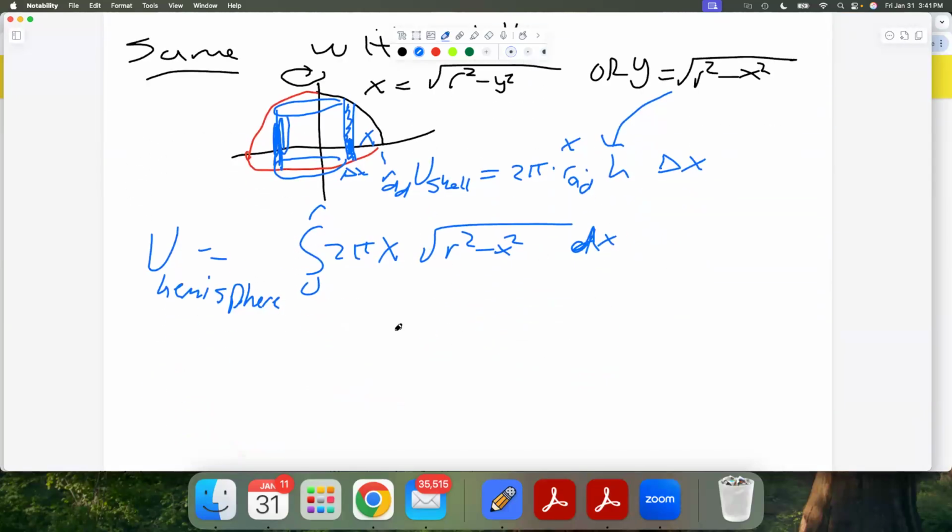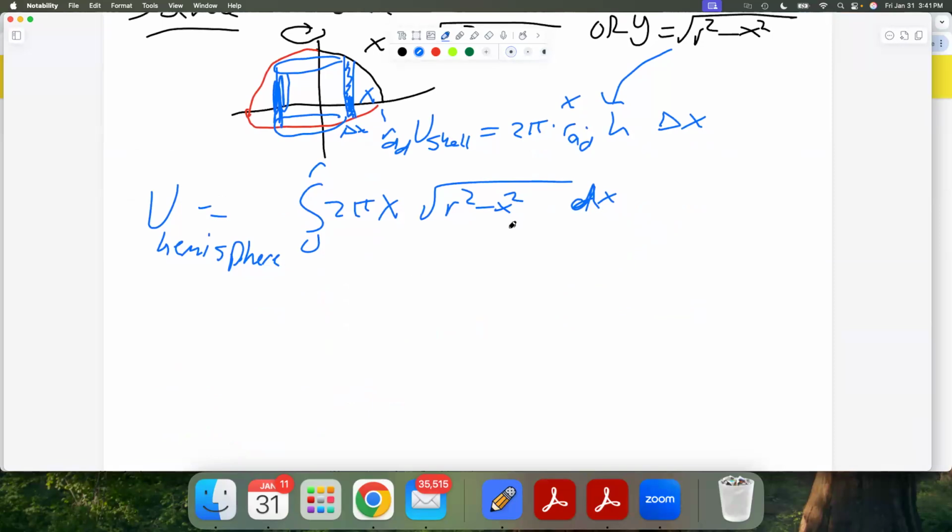Okay, to do this integral, I'm going to have to use u substitution. So I'm going to have to let u be r squared minus x squared. Then du will be negative 2x dx. And I look and I go, okay, I got my 2. I don't have a negative. I wish I had a negative, so I could put a negative in and take a negative out. Now, this together will be my du. And this will be my u.